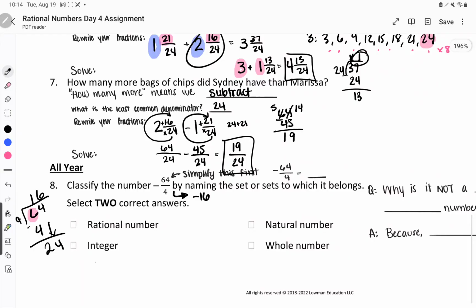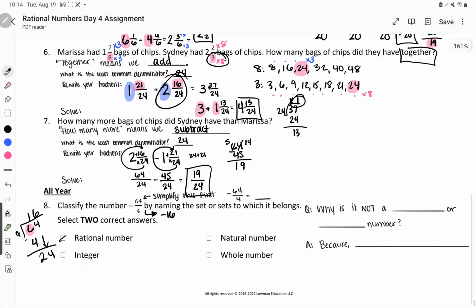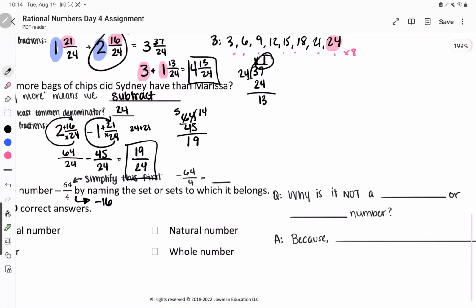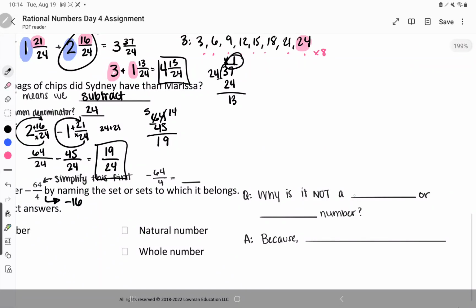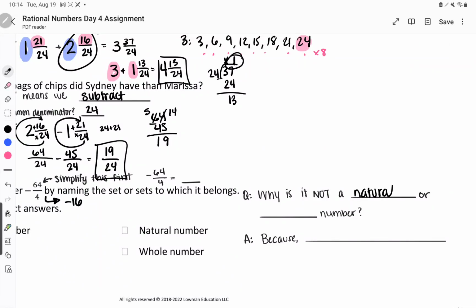Now, which sets does negative 16 belong to? Rational and integer. And the question is, why is this not a natural or a whole number? Because why? It's negative. All right, that's it.